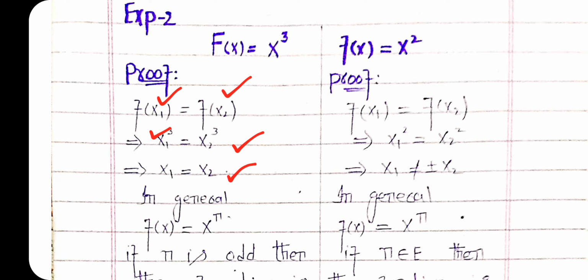But in the second case, here we can see that f of x is equal to x squared. If we consider the images of two elements to be equal, that f of x1 and f of x2, then x1 squared is equal to x2 squared, and x1 is equal to plus or minus x2. It means x1 is not necessarily equal to x2, so this equation does not hold. That's why this is not a one-to-one function.